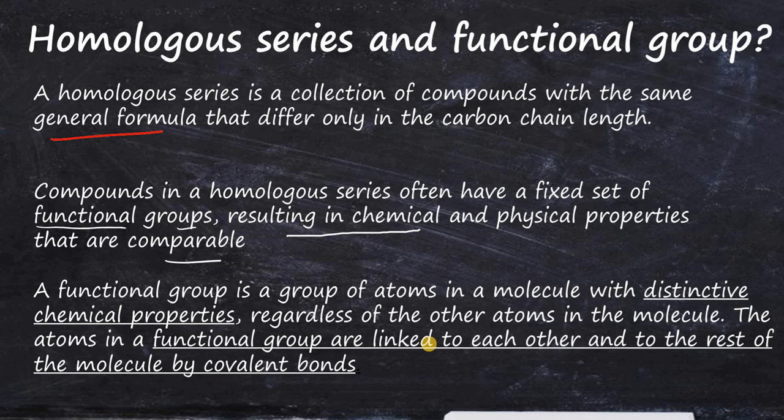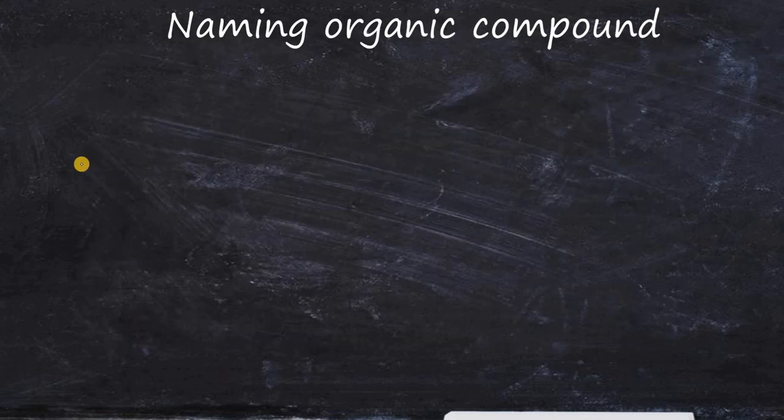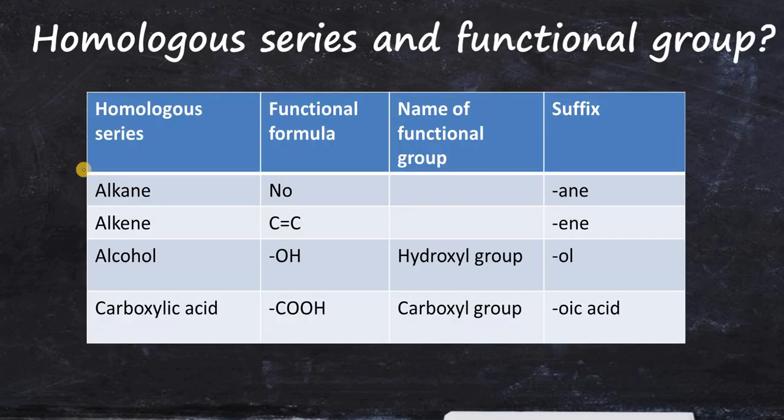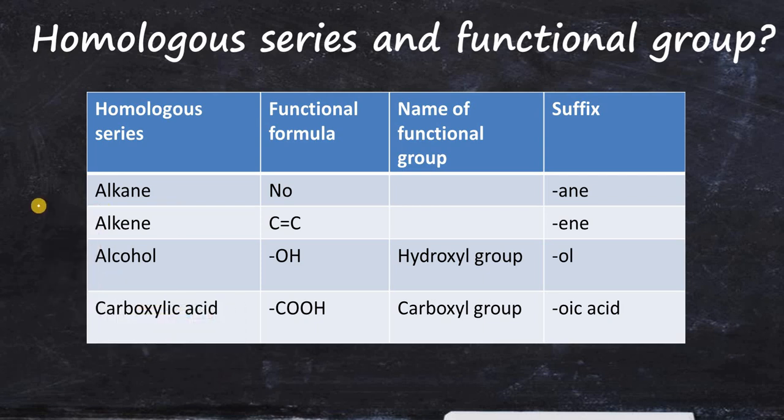Now let's see this in a bit more detail. These are the homologous series. You might have learned this in your textbook definitely. So here you have the alkane series, but there is no functional group, though there is a suffix called "ane." So whenever you have an alkane, we say "ane."